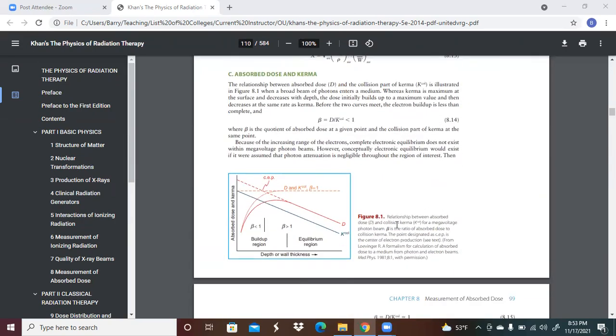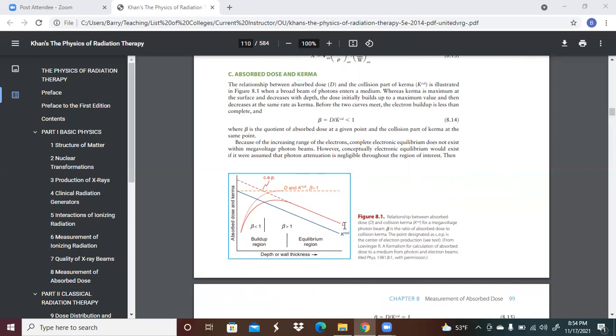Here we go, Figure 8.1. You can see the relationship between absorbed dose, which is D, and the collision KERMA for a megavoltage beam. The collision KERMA is decreasing all the while. At the surface it's a certain amount, and as it penetrates with increasing depth, it eventually decreases exponentially, but it will always be decreasing. This is the point at which it is the maximum.